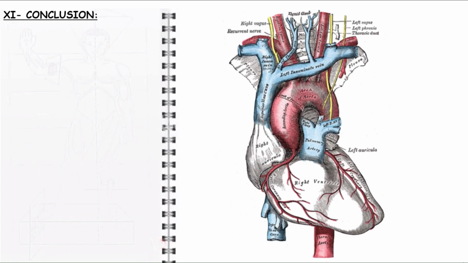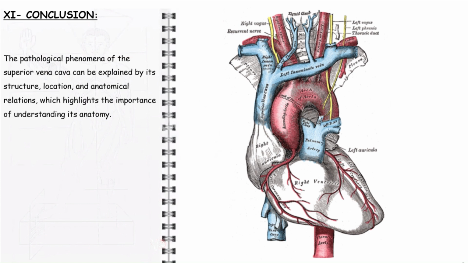To conclude, the pathological phenomena of the superior vena cava can be explained by its structure, location, and anatomical relations, which highlights the importance of understanding its anatomy.